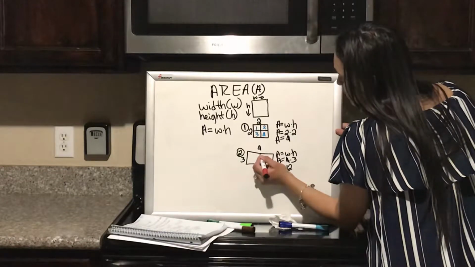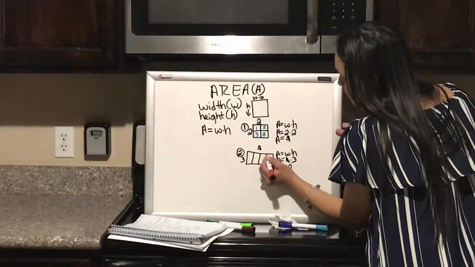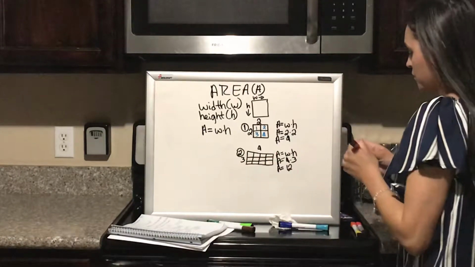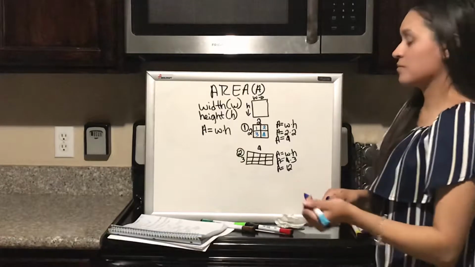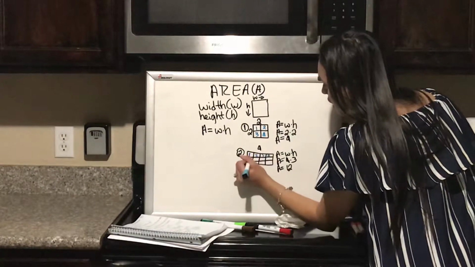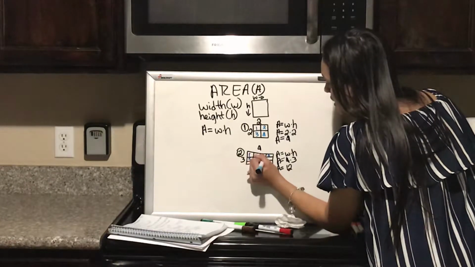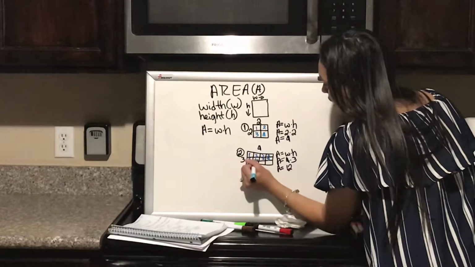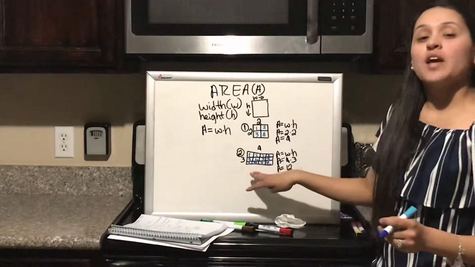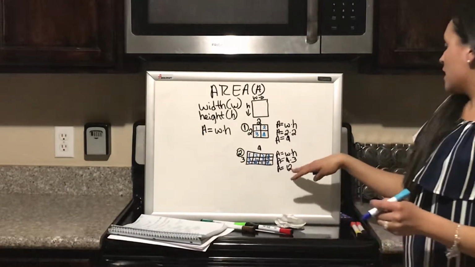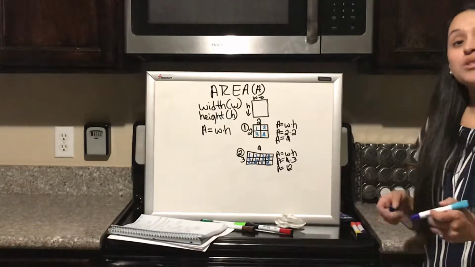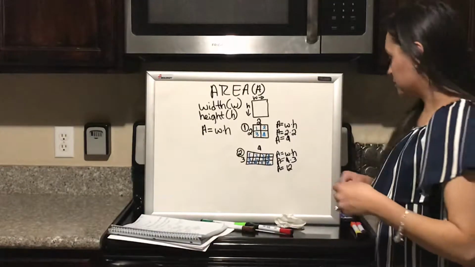Our rectangle is 4 units wide and 3 units tall. 1, 2, 3, 4, 5, 6, 7, 8, 9, 10, 11, 12. We've counted 12 units. And in our formula, we saw that A equals 12. We're correct.